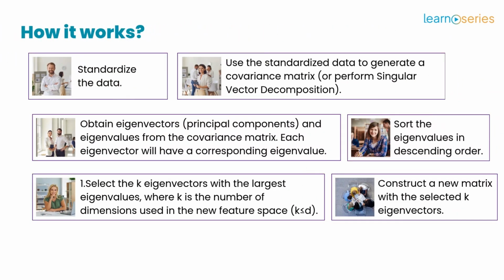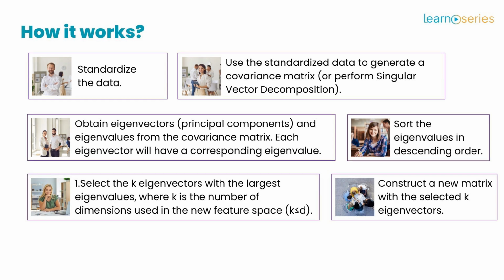Here is the summary with the steps on PCA. First, after getting the data, standardize. How to standardize, I have shown you. Okay, you have to import sklearn preprocessing StandardScaler or MinMaxScaler. Use the standardized data to generate the covariance matrix. Okay, singular value decomposition, no need to do, you only have to import PCA. Obtain eigenvectors from the PCA, that also is not required, the PCA will get it for you. Select the k eigenvectors with the largest eigenvalues, you only have to give how many principal components you require.